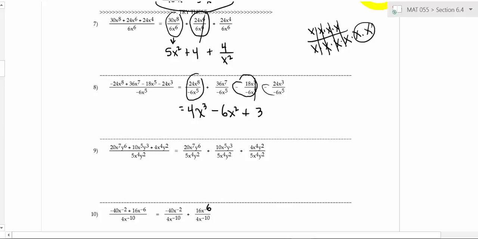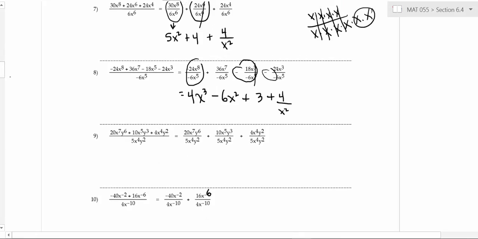Next one's the same way. Got a positive, 24 divided by 6 is 4, and what's left over? X squared in the bottom. Okay, you guys understand why it's left in the bottom? Okay, write it out like I said if you have to. Okay, so that would be the answer.